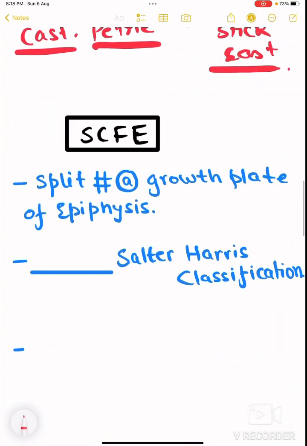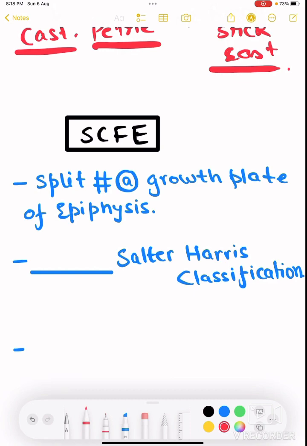Now we come to SCFE, slipped capital femoral epiphysis. Now, what happens in slipped capital femoral epiphysis? In this disease, the epiphysis at the ends of the bone gets slipped, right? It looks like a fracture, and it generally happens in children. And when there is an epiphyseal fracture in children's bone, we use the Salter-Harris classification. So SCFE is actually type 1 of the Salter-Harris classification, right?